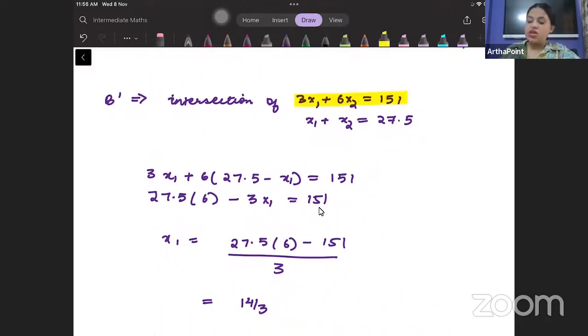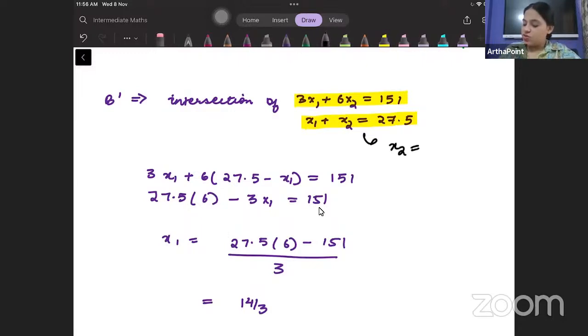3x1 plus 6x2 is equal to 151. And butter का equation क्या है? Same. x1 plus x2 is equal to 27.5. So beta, when you will try to solve these two equations simultaneously, just find out the value ना.